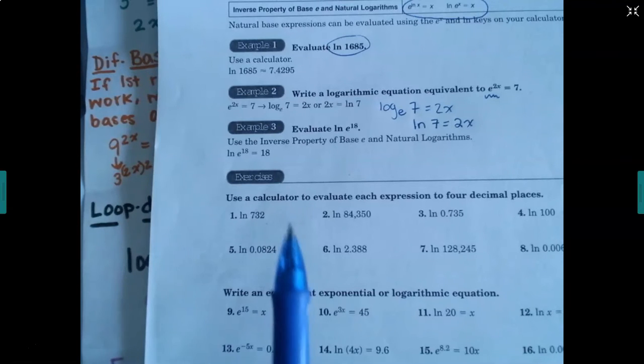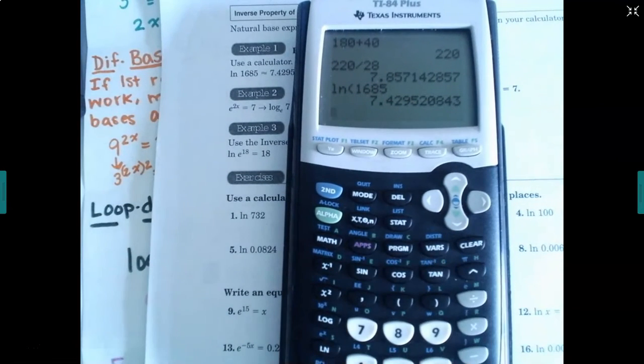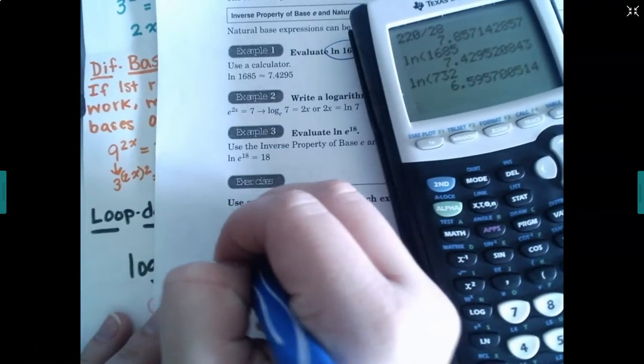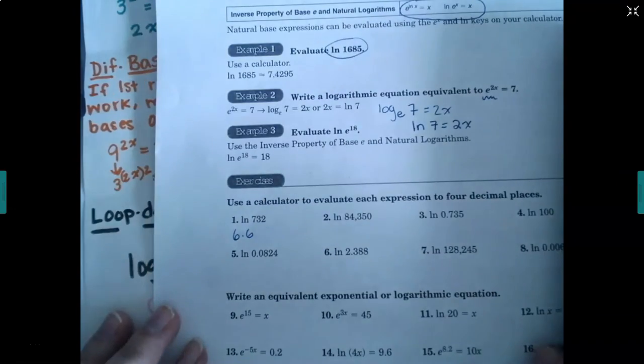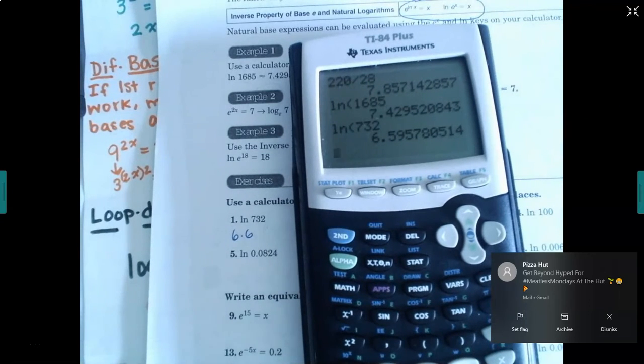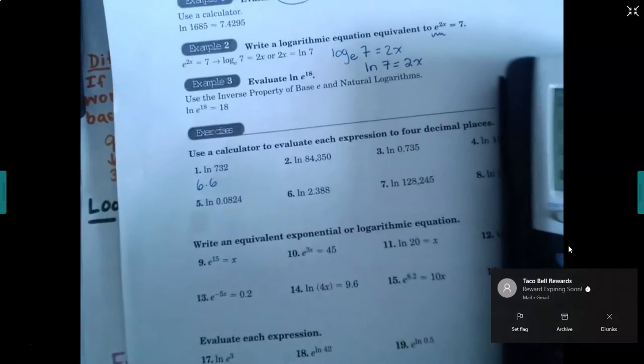So this one says use a calculator to evaluate each expression. Well, that's easy enough. All we have to do is press LN on our calculator, and it asks for the natural log of 732, so we just plug that in there. So number 1 is going to be about 6.6. Where does it tell us to round it? 4 decimal places. Well, I didn't do that. If it was 4, it would be 6.5958.